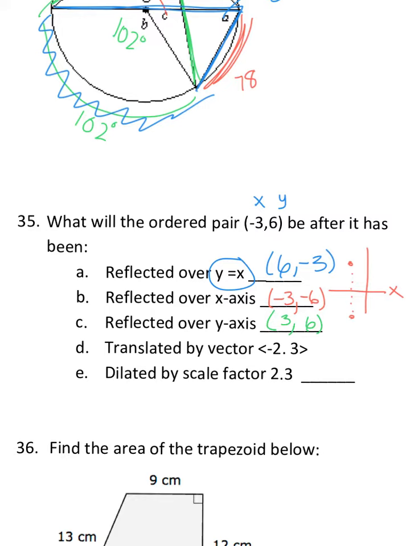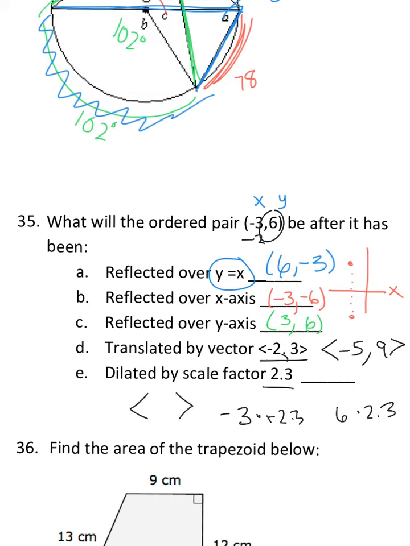If you translate by a vector -2 and 3, it means that you're going to subtract 2 in the x and add 3 to 6 in the y. And to dilate by a scale factor of 2.3 means multiply -3 times 2.3, and then multiply 6 times 2.3. Still write it as an ordered pair.